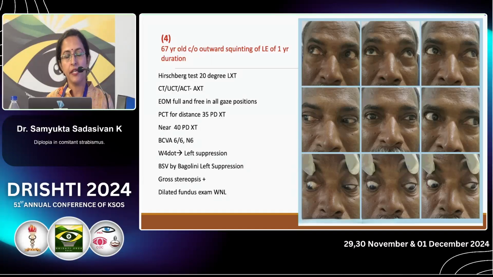So this is a fourth case, a 67-year-old gentleman who presented with outward squinting of left eye, 1 year duration. No contributory history, no addictions, no prolonged medications. His cover test revealed alternating kind of exodeviation with full EOM, PCT for distance 35 PDXT and for near 40 PDXT. Best corrected visual acuity 6/6 N6. Worth 4 dot test revealed left suppression. Dilated fundus exam was within normal limits. He did not have any comorbidities either.